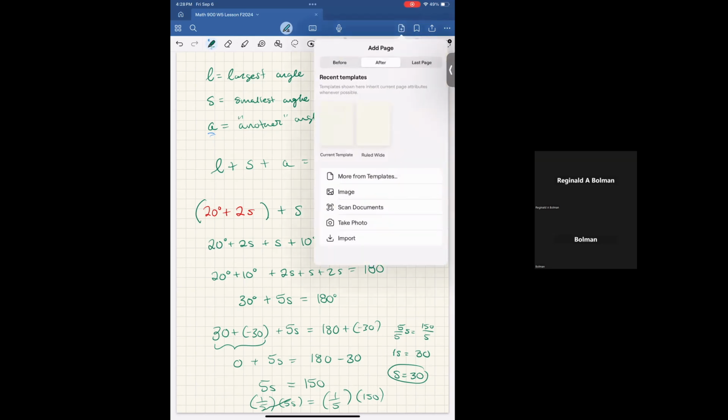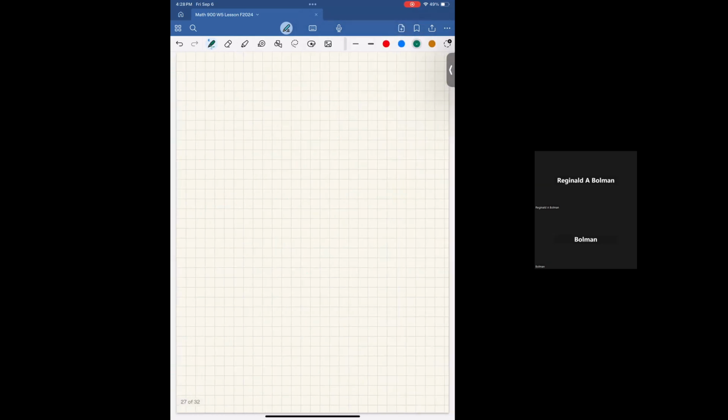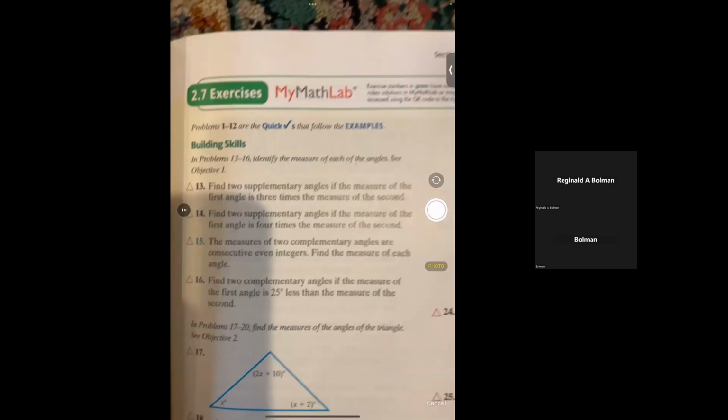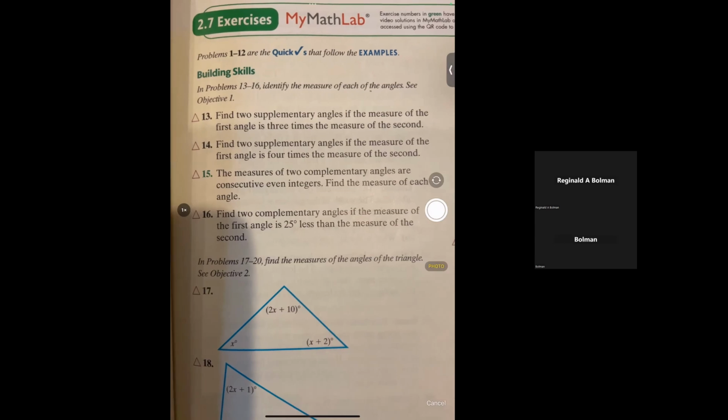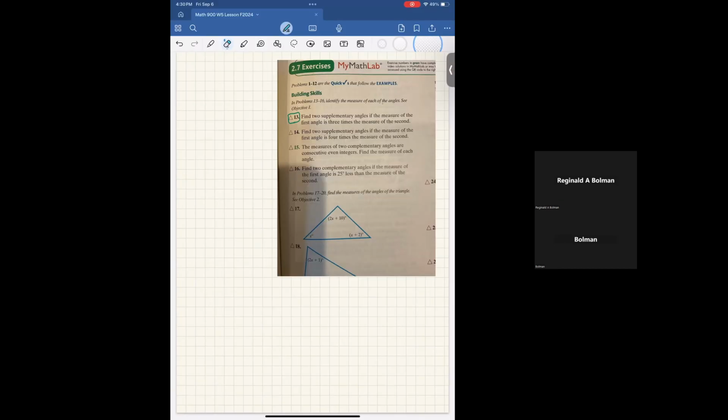Okay, let's look at a couple more examples here. Maybe we'll choose an example from the back of the book, from the textbook chapter. We'll do a complementary angle problem because those are kind of nasty sometimes. Okay, guys, let's look now at a textbook problem, problem 13 in this instance. For problem 13, it says, find two supplementary angles if the measure of the first is 3 times the measure of the second.